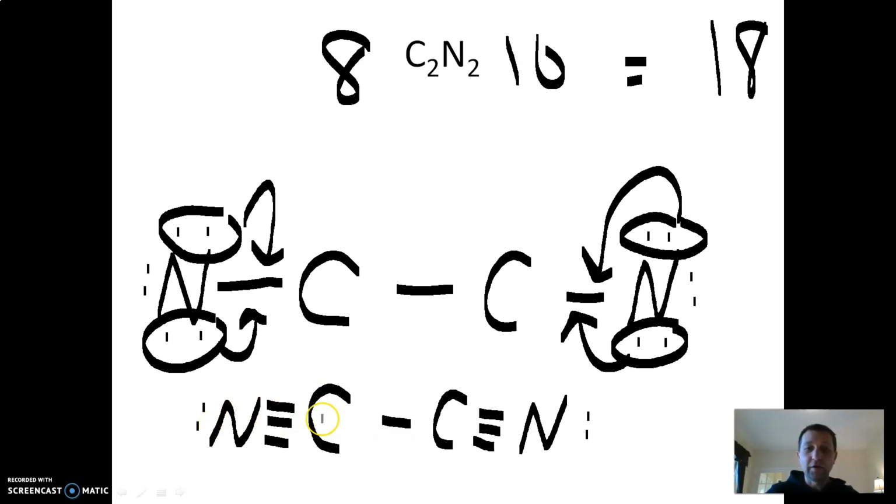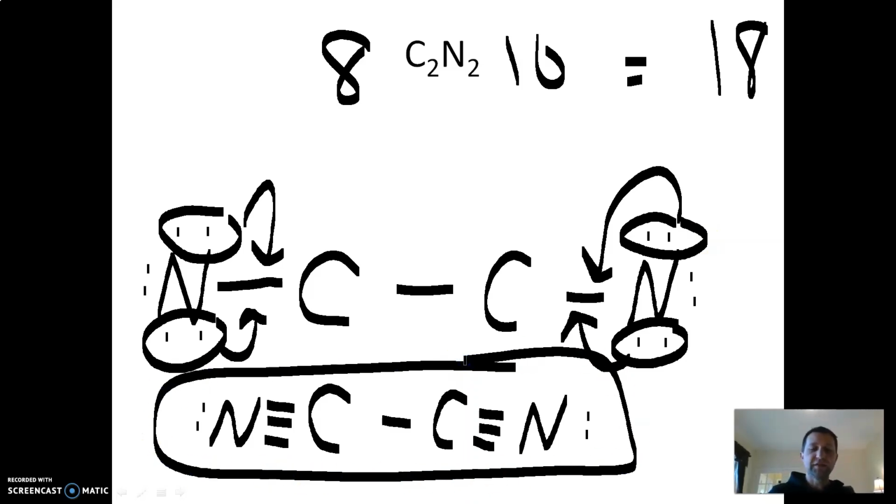That's an octet. Carbon has 2, 4, 6 from the triple bond, plus that single bond, giving us 2 more, that's 8. Same thing on the other side. Carbon has 2, 4, 6 from the triple, and then 2 more from the single, that gives us 8. Nitrogen has 2, 4, 6, 8: 2 from the lone pair, 6 from the triple bond, and we're good.